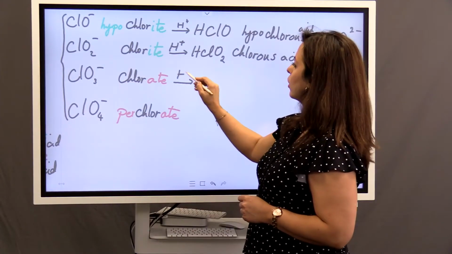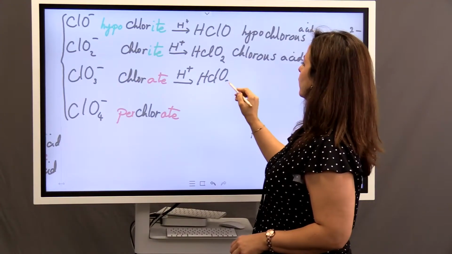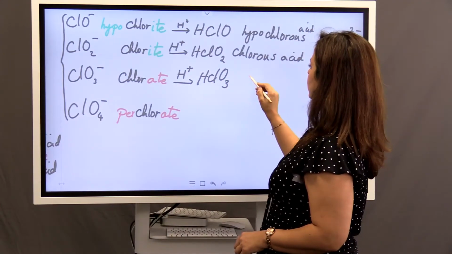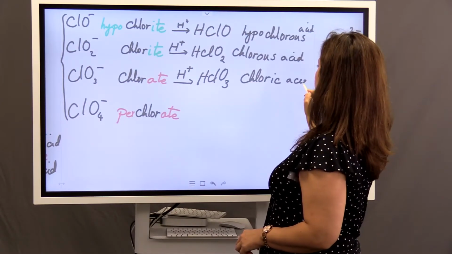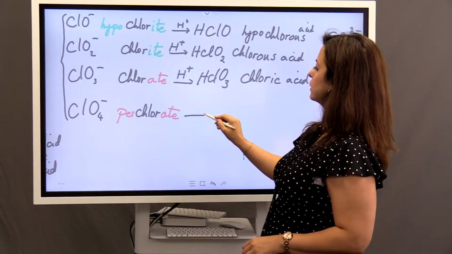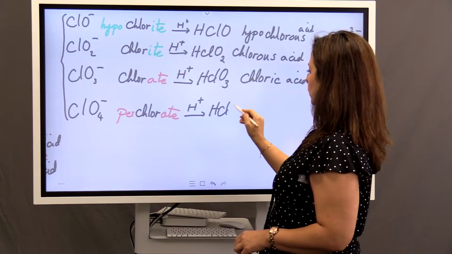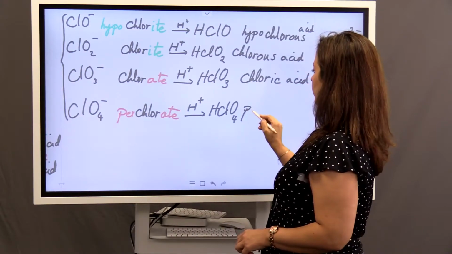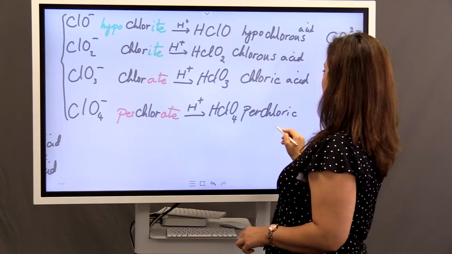For chlorate, you again need one hydrogen. You call it chloric acid. And again, you need one hydrogen to create HClO4, to call it perchloric acid.